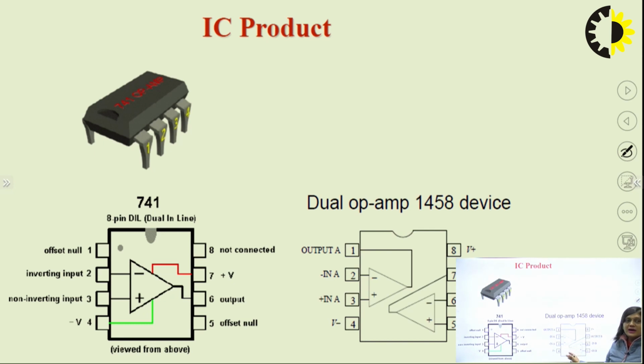So these are the ICs. This is the 741 IC that I told you about in the last slide also, and this is the dual Opamp 1458 device. This is also an IC, and here we can see there are two op-amps. The second pin is for the inverting terminal, the third pin is for the non-inverting terminal. Here also we can see pin number 6 is the inverting terminal and this is for the non-inverting terminal, and outputs are also there, and V plus and V minus are used for the biasing.